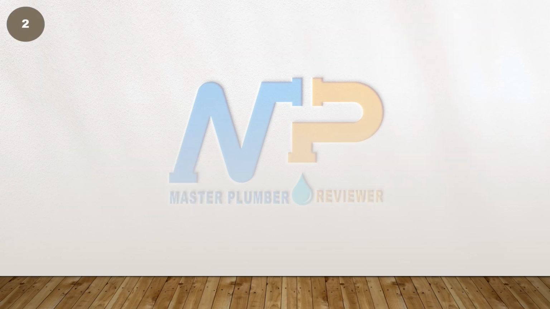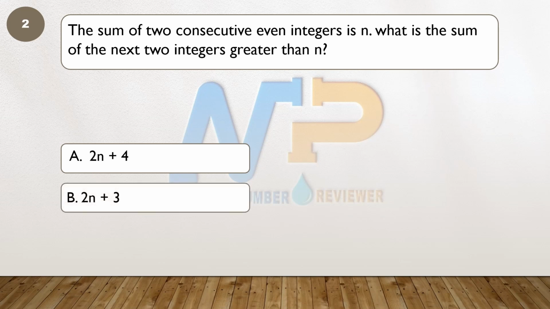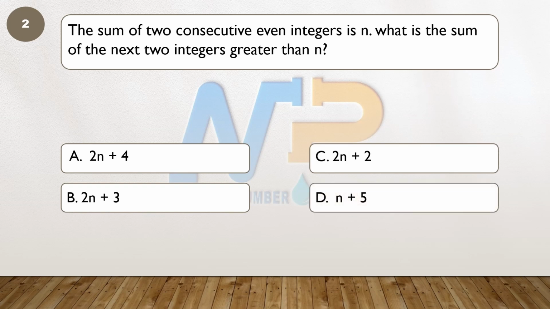Number 2. The sum of two consecutive even integers is n. What is the sum of the next two integers greater than n? A. 2n plus 4, B. 2n plus 3, C. 2n plus 2, D. n plus 5. The answer: it's B. 2n plus 3.